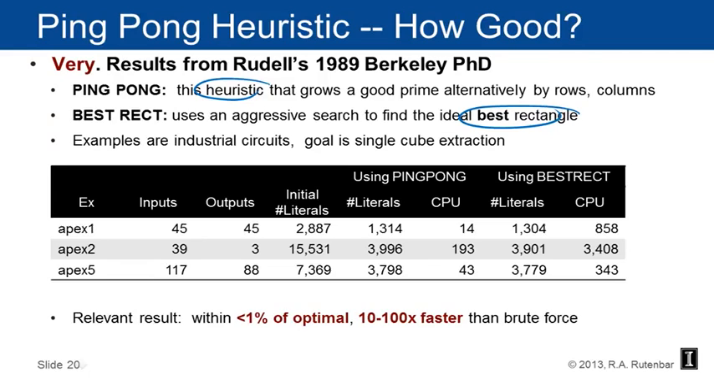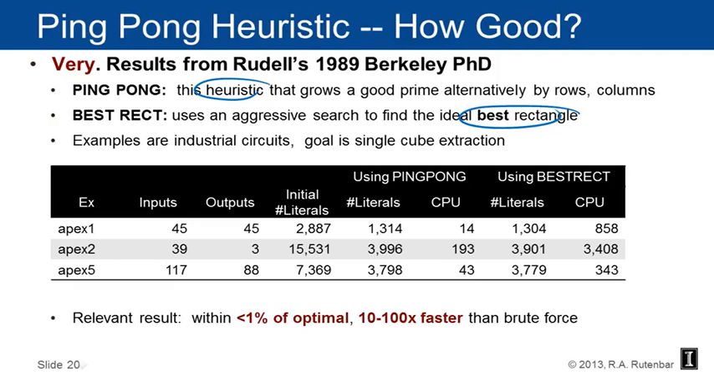There are three examples, Apex 1, 2, and 5. Apex 1 has 45 inputs, 45 outputs, 2,887 literals, 1,314 literals using the ping pong algorithm, 1,304 literals using best rect. That's not very different, but the difference between 14 CPU seconds, whatever, and 858 is a gigantic number. Apex 2 has 39 inputs and 3 outputs.